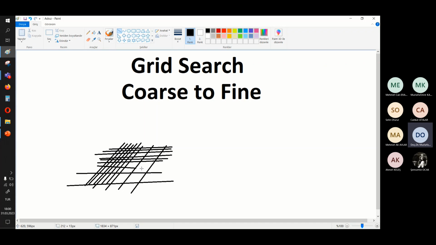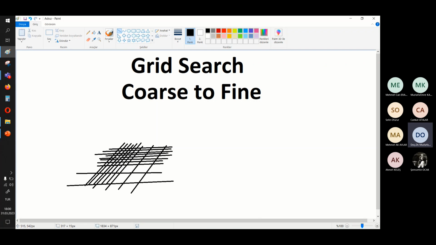And this is still a grid search, okay? And as you can see, if we take the step size smaller, we will have a higher chance to find it, but it will take a lot of time.